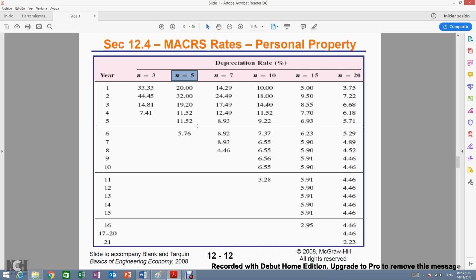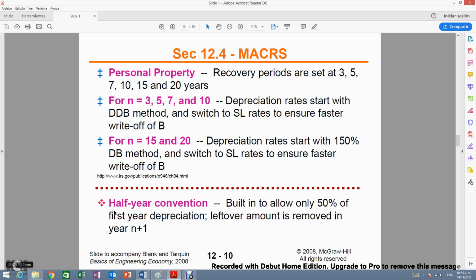Same case for n equal to 5. You're going to notice that it goes up to year 6. For N7, it goes up to year 8, and so forth. The reason for this extra year is due to this half-year convention. It means that the first year is only depreciated for half of the year, and then the last year is the other missing half.